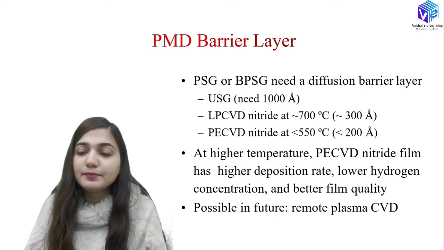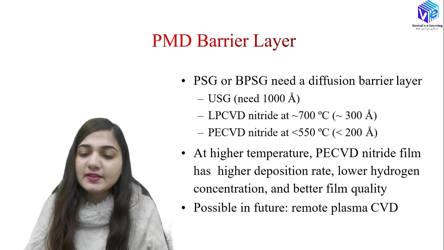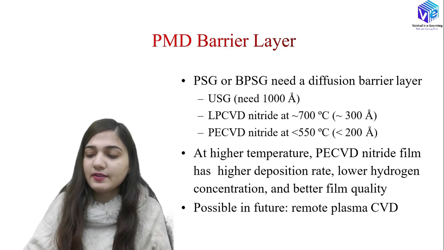At higher temperature, PECVD nitride film has a higher deposition rate, lower hydrogen concentration and better film quality. So these are all of the advantages of using the PECVD over LPCVD and APCVD. So this is the possibility of using it in future in the remote plasma CVD.